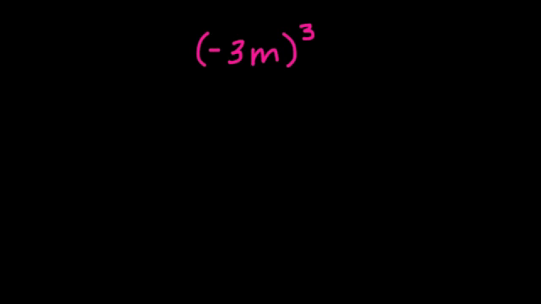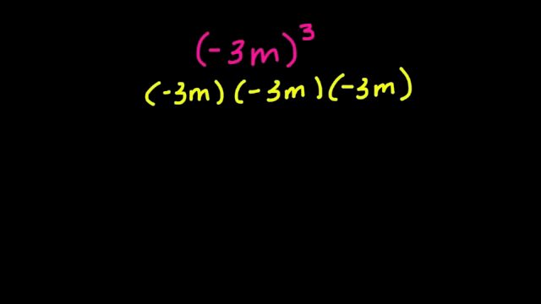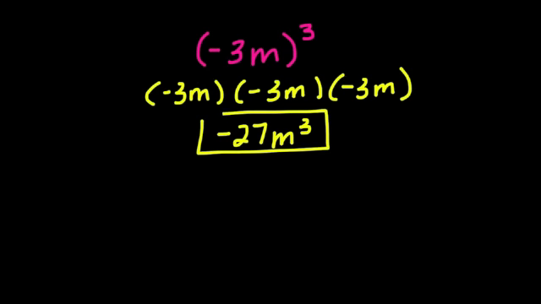Alright, so let's look at one to give us kind of an idea. So here we have negative 3m to the third. So we know that negative 3m to the third means negative 3m 3 times, again because that's to the third power. Now I could do this one of two ways. I could write it all out like this and then multiply what I know together. Negative 3 times negative 3 times negative 3 would be a negative 27. And then I also multiply my m's. M times m times m gives me m to the third. This would be the final answer.